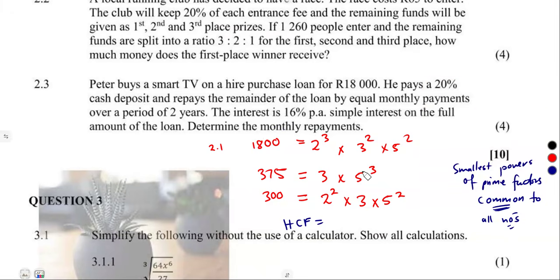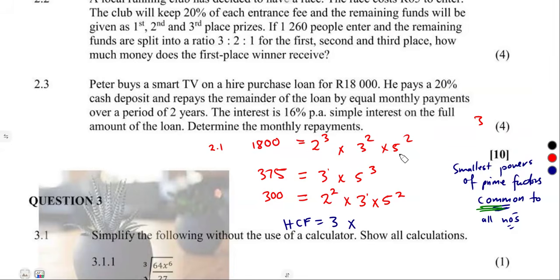So which factors from what we listed are common? Is 2 common? No, it is not. We do not have 2 on 375. So 2 is totally out from common. We move on to 3. 3 is common. Which one has got the smallest power? Being common, 3 is common, but which one has got the smallest power? That's 3 to the exponent of 1. 3 is the same as 3 to the exponent of 1, which is 3 times.